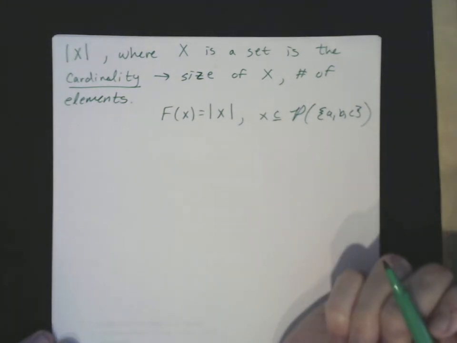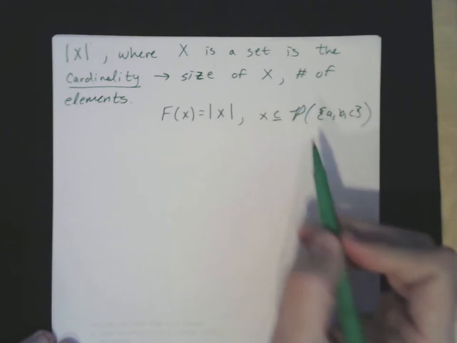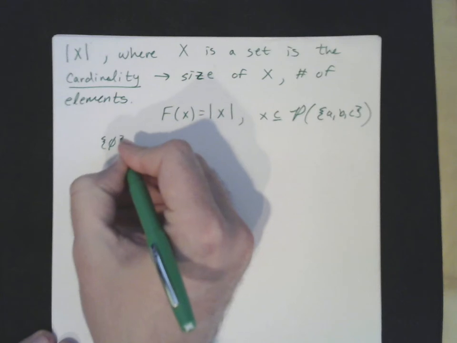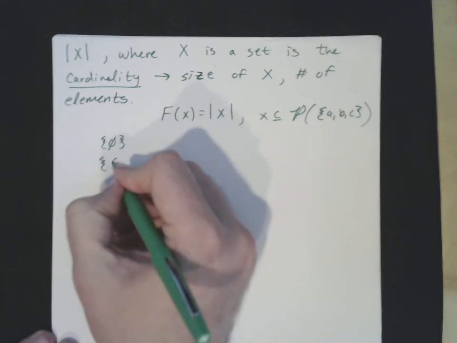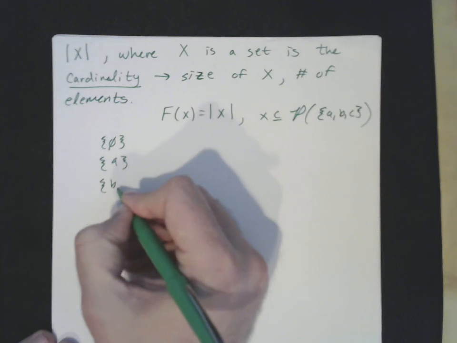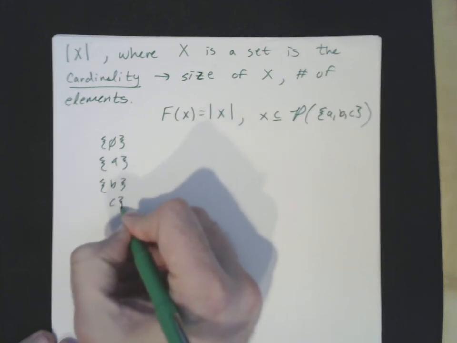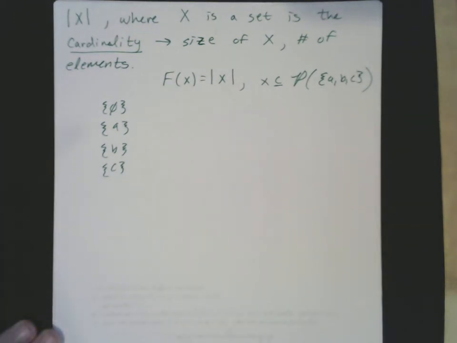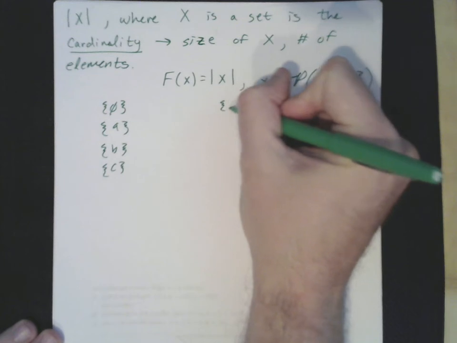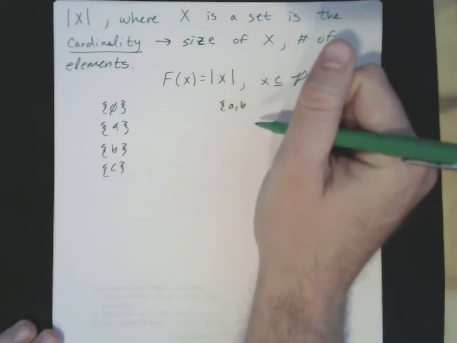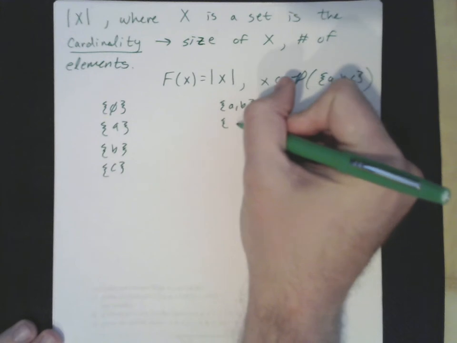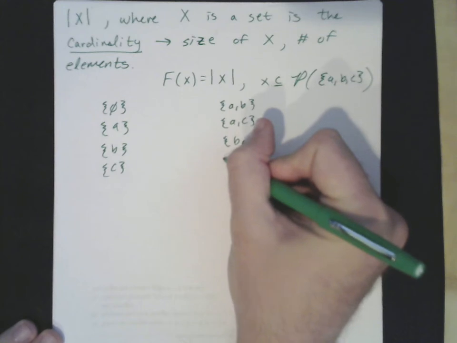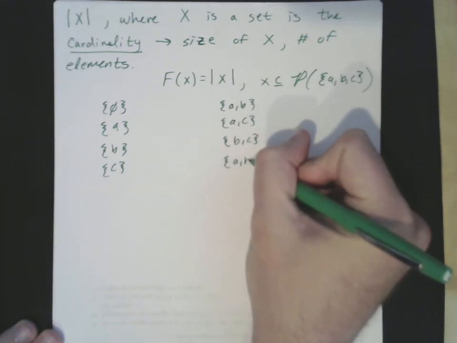So if we're going to construct an arrow diagram, we need to know what the power set of A, B, and C is. So our power set consists of the empty set. We have just the singleton sets, A, B, and C. We have the double sets, A, B, A, C, B, C. And then we have the improper subset, A, B, and C.